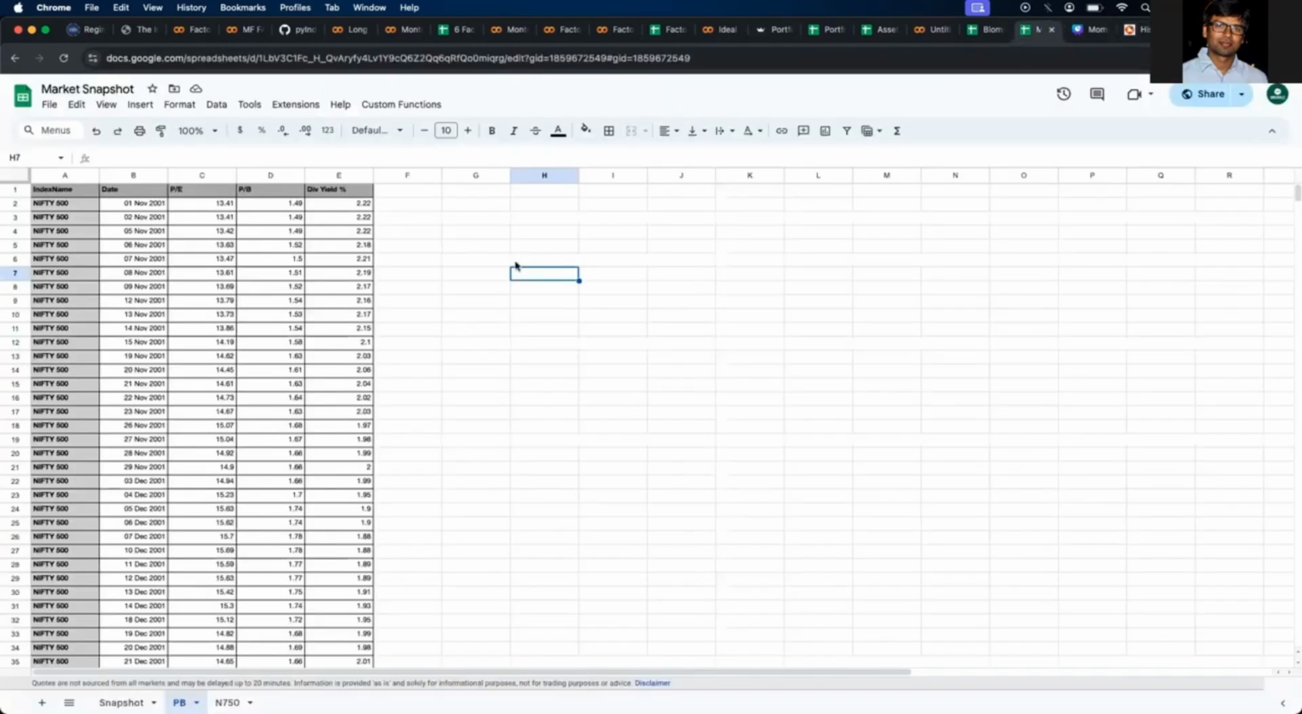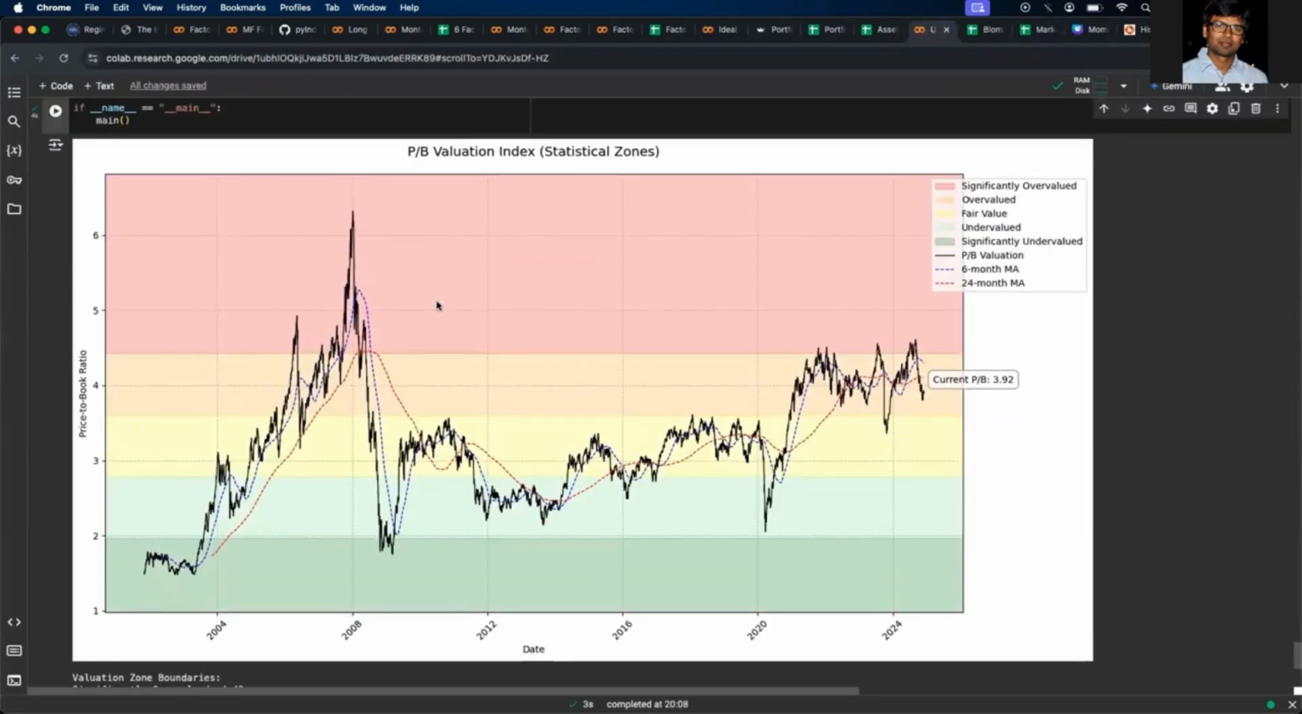Now, once you have this data, what I've done was I've plotted the historical movement of Nifty 500's price to book ratio. For that, I've used Python to plot this. Now, how to interpret this is you can see this black colored line is the price to book ratio, which spans from levels of 1.5 to 6.5. So this is the range within which the price to book ratio of Nifty 500 has traversed.